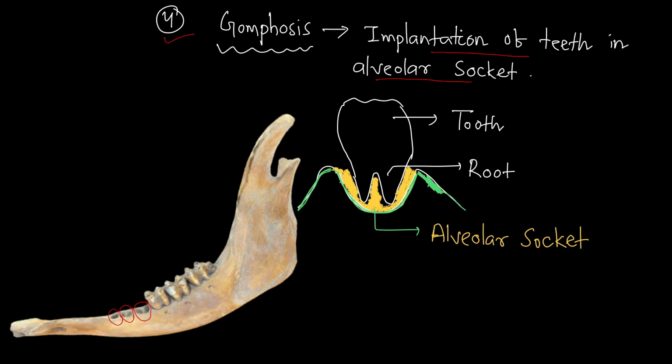In the socket, what happens? The tooth is embedded. The root of the tooth is embedded. So these are the alveolar sockets. You can see where the teeth are embedded. So this type of joint is called gomphosis.